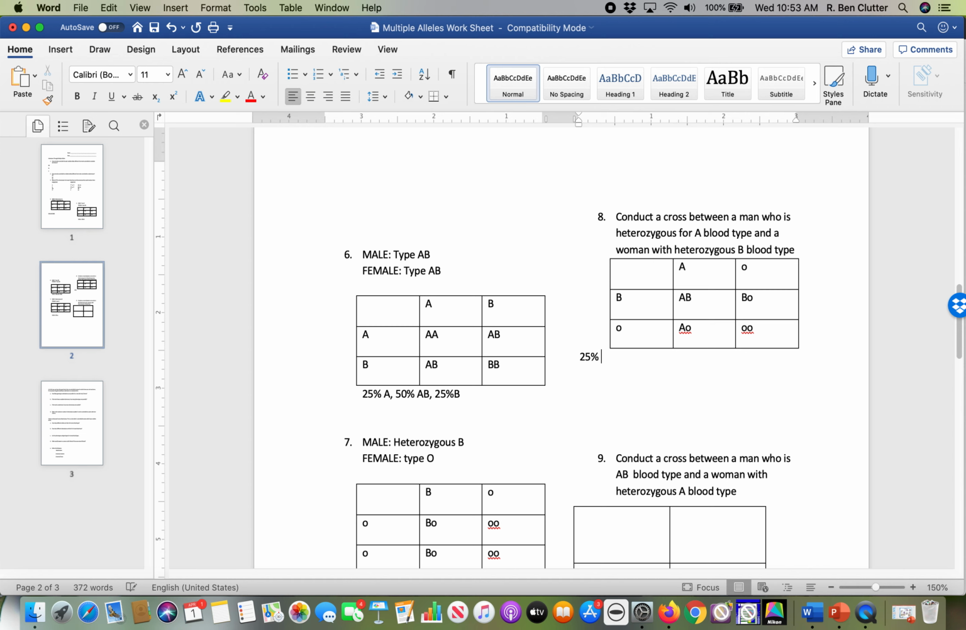25% AB, 25% B, 25% A, and now we have 25% O blood type. All right, last one.